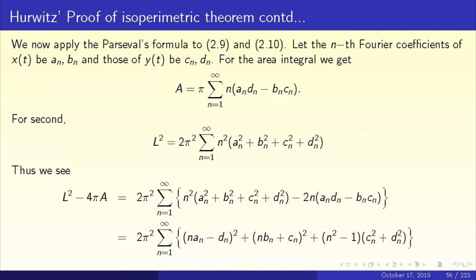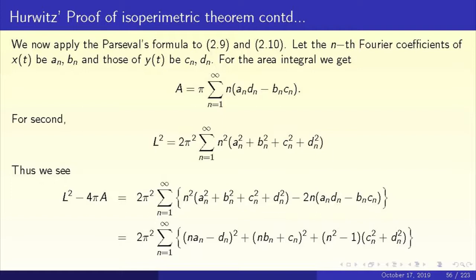You get, you're differentiating x and you're also differentiating y, dx by dt the whole square, remember, and dy by dt the whole squared. So all terms will have an n and you're squaring it. So it will be n squared into (an squared plus bn squared plus cn squared plus dn squared). So you subtract, L squared minus 4 pi A will be what? It will be 2 pi squared, common factor, summation n from 1 to infinity, n squared into (an squared plus bn squared plus cn squared plus dn squared), subtract off 2n into (an dn minus bn cn).